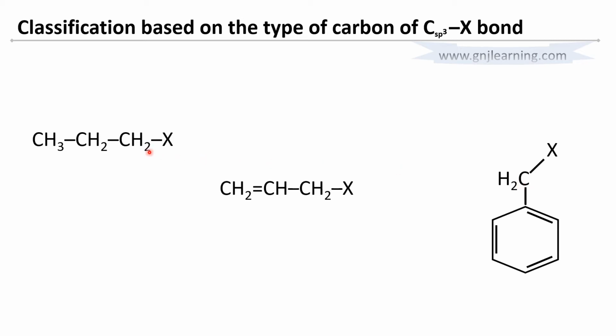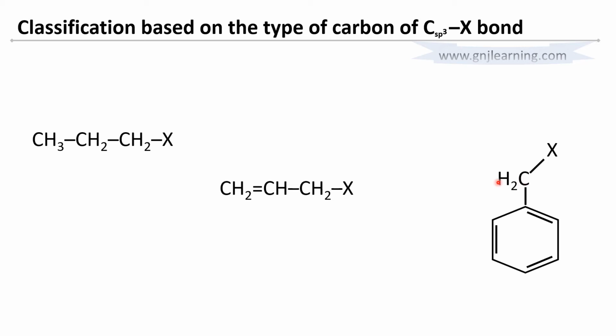So the first one is an alkyl carbon. The second carbon that is attached to X in the second compound is an allylic carbon. And in the third case, the third molecule, we have an sp3 carbon attached to a benzyl, and we call this carbon a benzylic carbon.